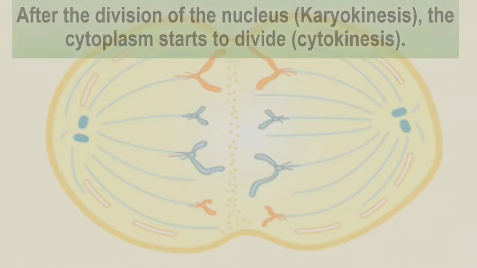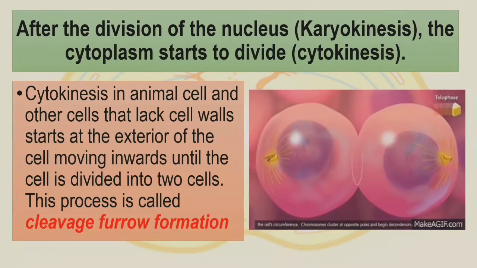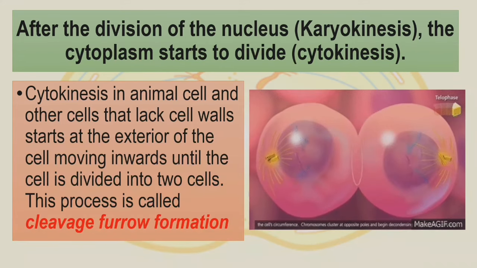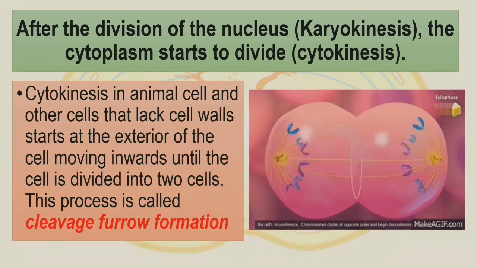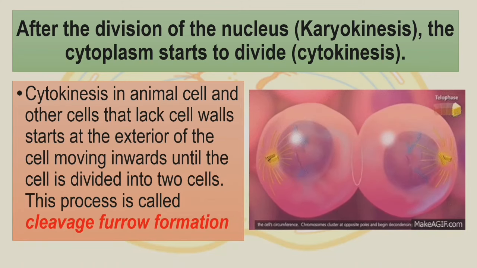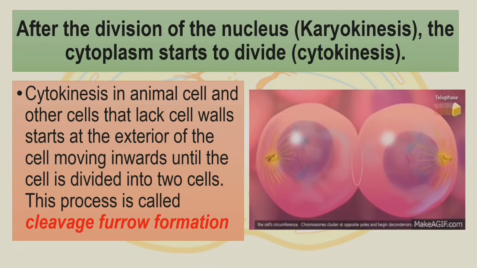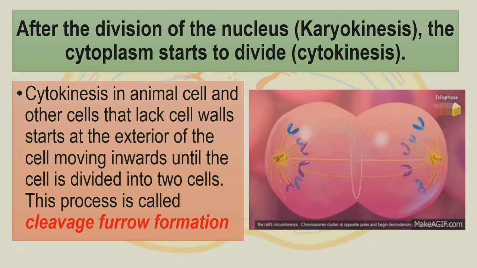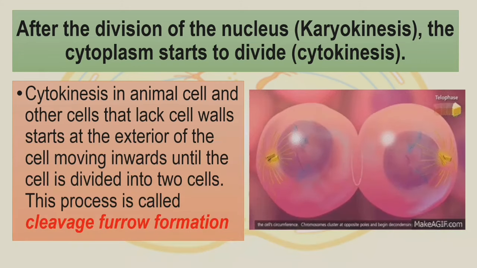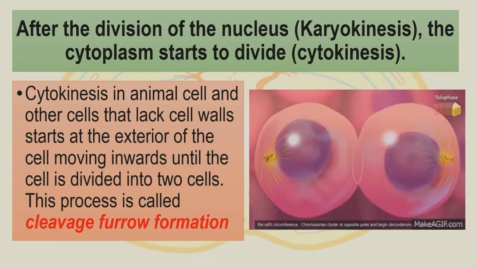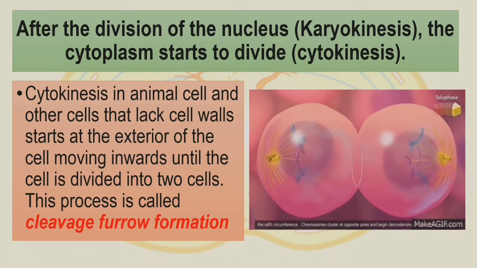When a cell divides, technically, the nucleus and cytoplasm also divide. After the division of the nucleus, known as karyokinesis, the cytoplasm starts to divide, known as cytokinesis. Cytokinesis in animal cells and other cells that lack cell walls starts at the exterior of the cell moving inwards until the cell is divided into two cells. This process is called cleavage furrow formation.